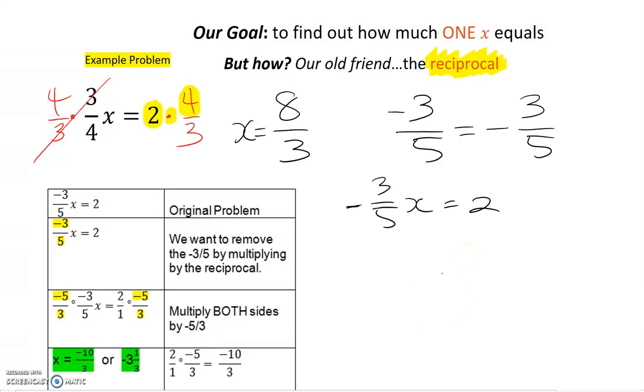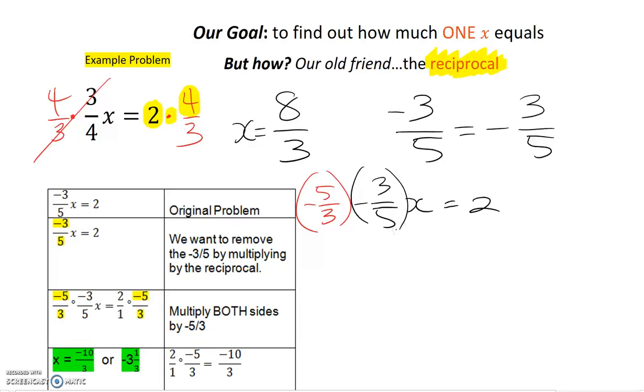How do we do that? Well, what is the reciprocal of negative 3/5? The reciprocal will also be negative, and we would just flip the numbers. So it's the same idea up here, but we had a positive 3/4. The reciprocal is positive 4/3. So that's what we're going to do. And I'm going to actually use parentheses. Anytime I have negatives, I'm going to use parentheses. I think it just makes it a lot easier. So in this case, we have negative 5/3.